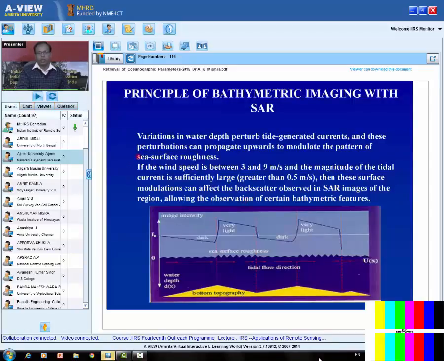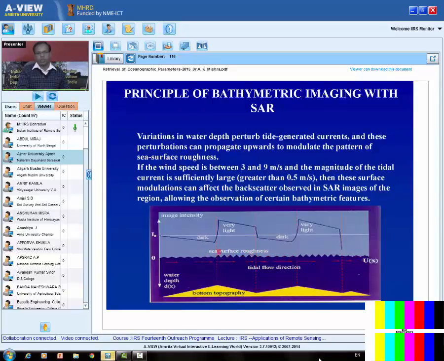So the principle is that the variation in water depth, pressure, tide generated currents, those perturbations can propagate upward to modulate the pattern of the sea surface roughness. So where the ocean bottom is interfering with the motion of the water above, there will be compression and rarefaction, etc.